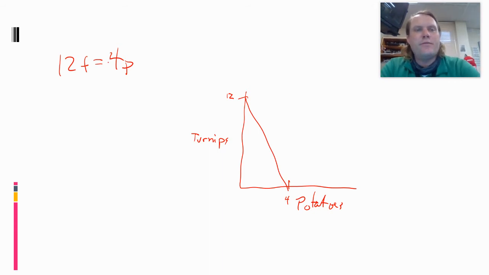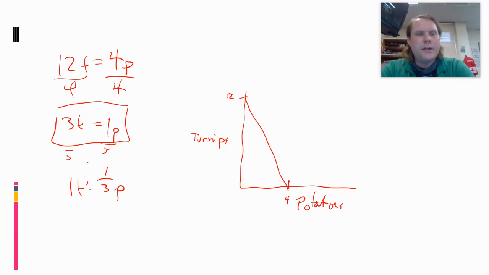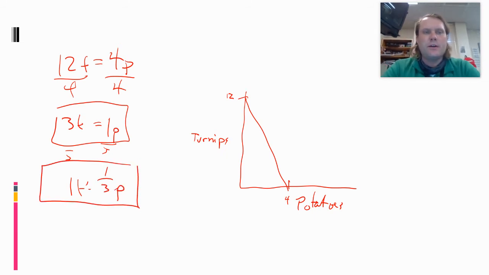Now I've got to solve for each variable here. So I'm going to divide by 4, divide by 4. Okay, so 1 potato equals 3 turnips. I'm going to box it. Okay, and here's my shortcut. I don't have to go back to the beginning. All right, I'm just going to use this right here. I'm going to divide by 3, right? And divide by 3. And now I've got 1 turnip equals a third of a potato. Okay, so that's my little shortcut there. I put a box around it, and now I know that that's what you're trying to show me.